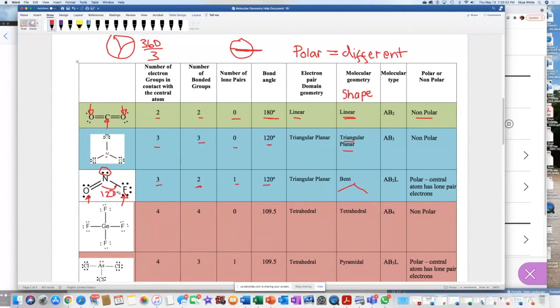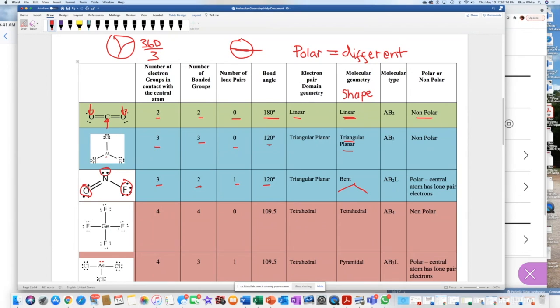And then now we're saying this is polar. Why is this polar? Look at this. First of all, there are two reasons why it's polar. The surrounding elements don't match, right? And then the central atom has a lone pair of electrons. So there are two reasons why this molecule is polar. It's going to be polar, okay?